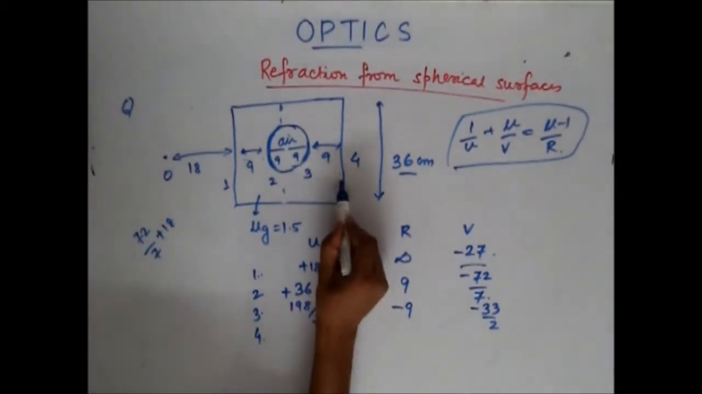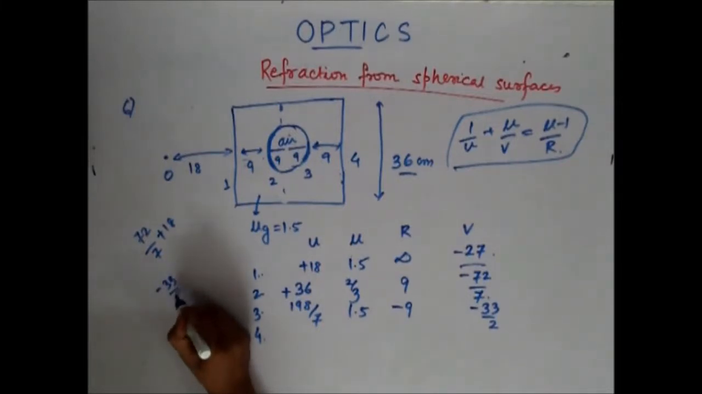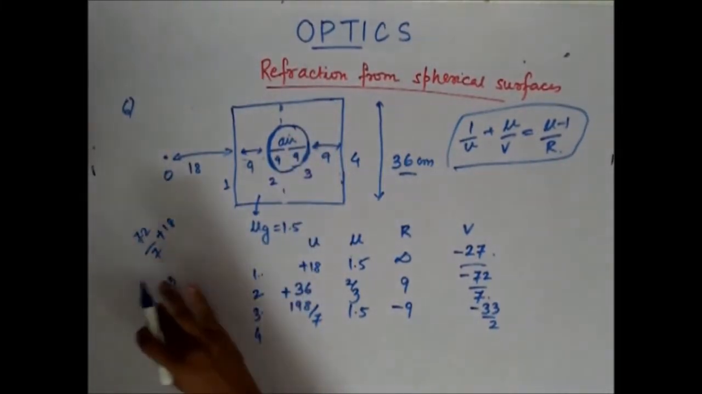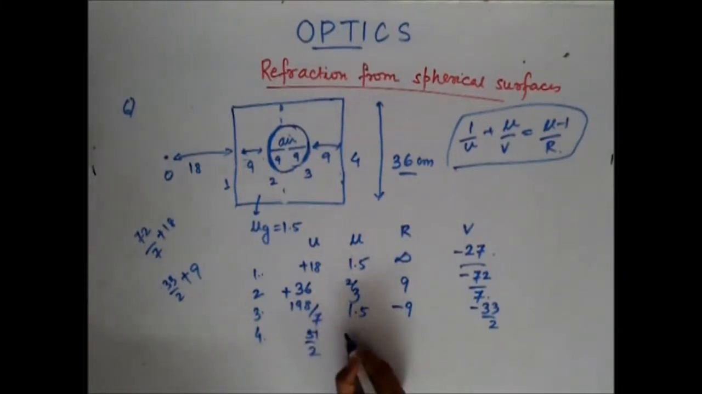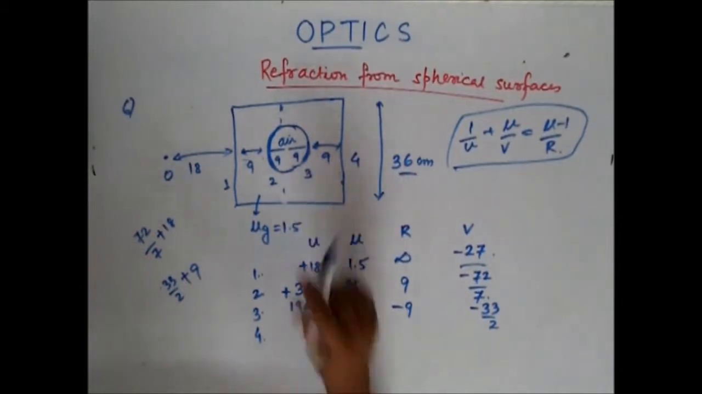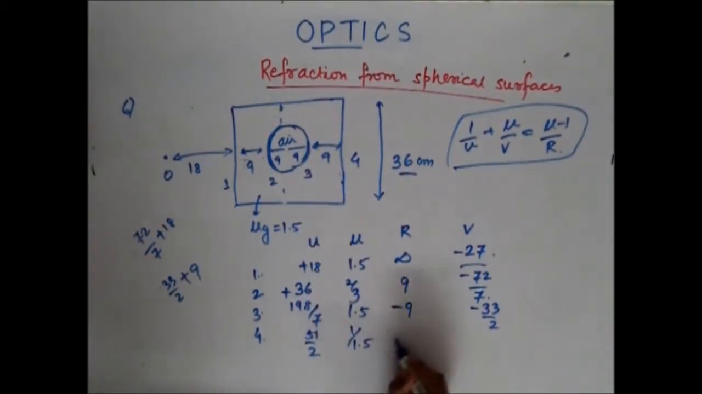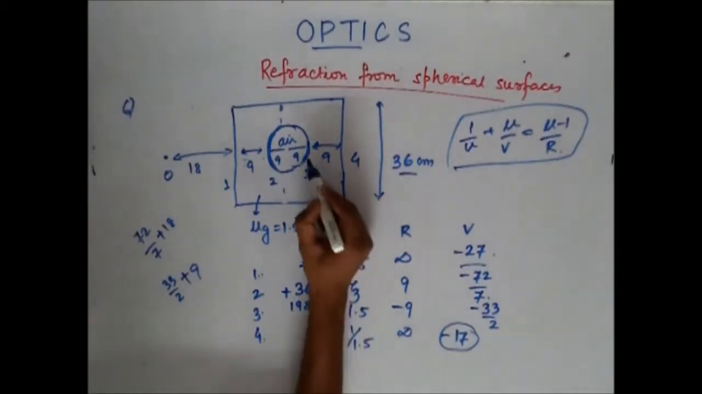Now for this surface, what is the object distance? It's minus 33 by 2 plus 9. That means 51 by 2. What is mu? It's the refractive index of this medium with respect to this medium, it's 1 by 1.5. R is again infinity. If you solve this, you'll get this as minus 17. So that means the final image is formed 17 centimeter from this surface, somewhere here.